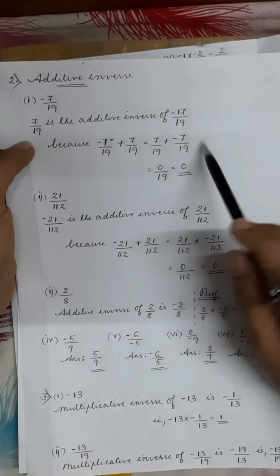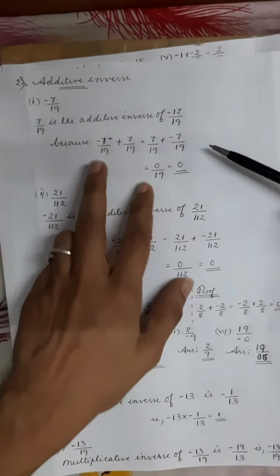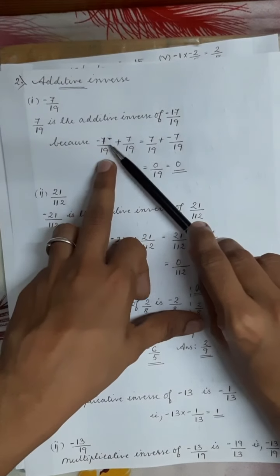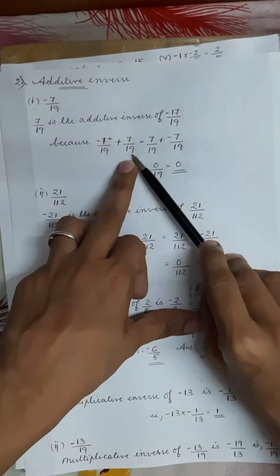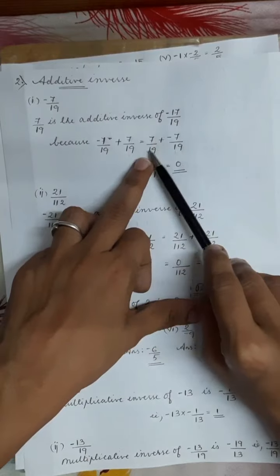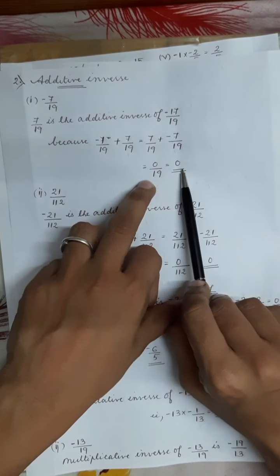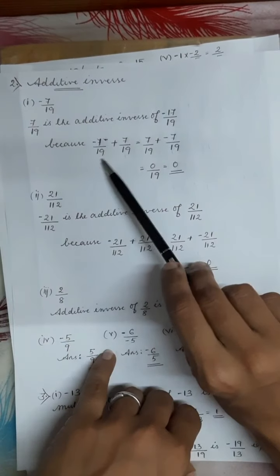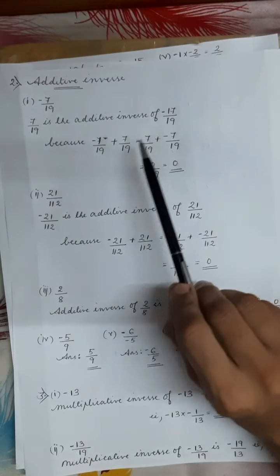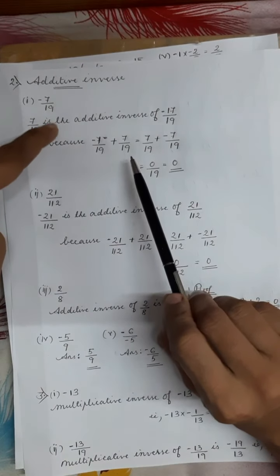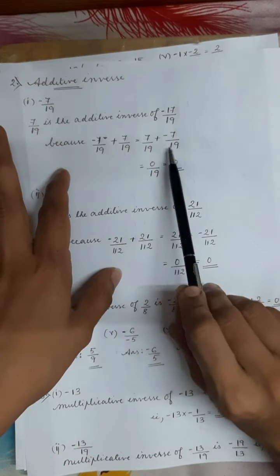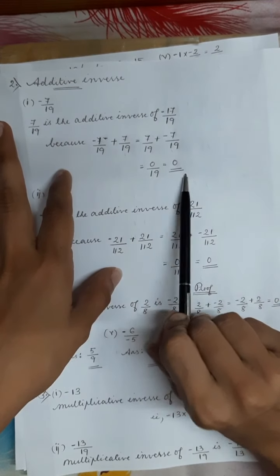And you need to prove it with the additive inverse also. How? To prove this, minus 7 by 19 plus 7 by 19 equals 7 by 19 plus minus 7 by 19, which equals 0 by 19, that is equal to 0. That means if we add these two, 7 by 19 plus minus 7 by 19, in any order, we need to get the answer 0.